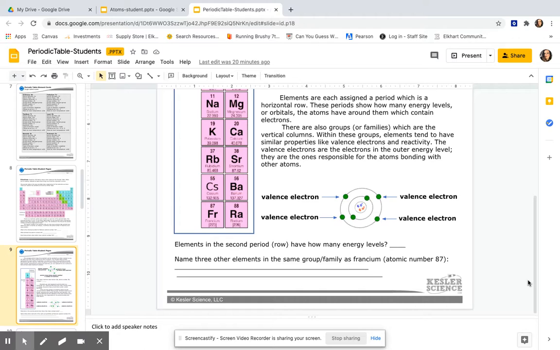Elements in the second period, in the second row, have how many energy levels? Name three other elements in the same group or family as francium, atomic number 87.